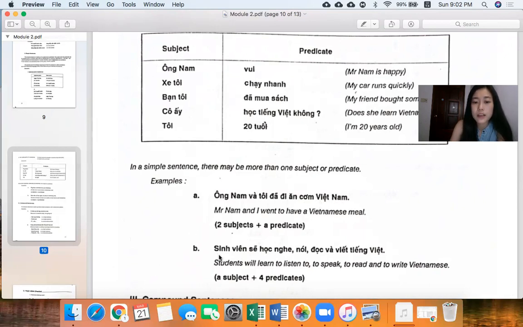B. Sinh viên sẽ học nghe, nói, đọc và viết tiếng Việt. In this sentence, there is one subject, that is sinh viên. There are four predicates. They are sẽ học nghe, nói, đọc, and và viết tiếng Việt.